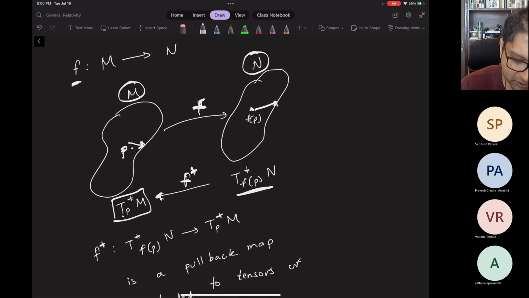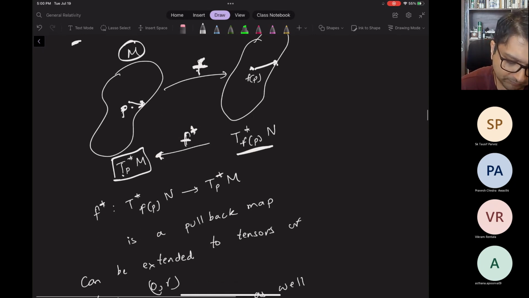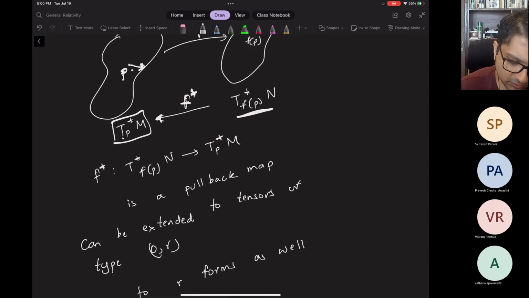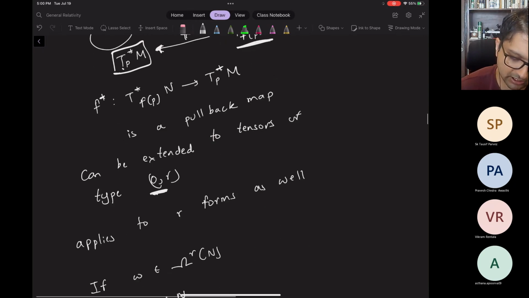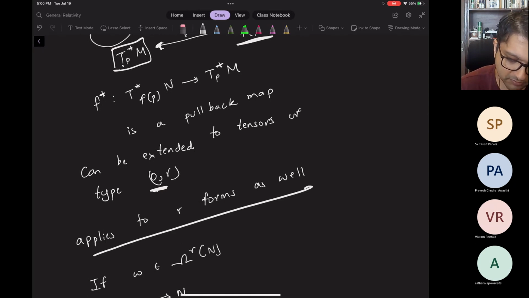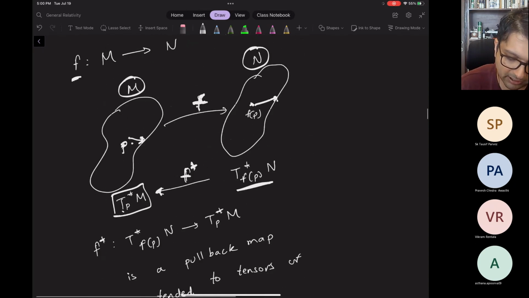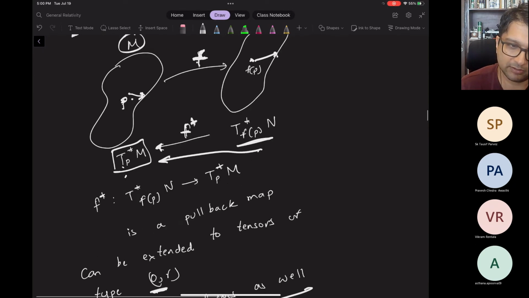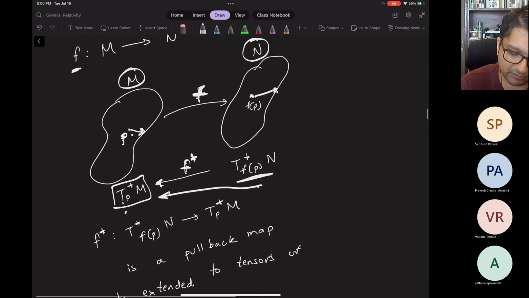And in general, if F is not a diffeomorphism, then you can only define pullbacks. You cannot define the push forward of dual vectors. And we've also seen that this can be extended not just to dual vectors, but to any tensor of type (0,r). In particular, it applies to r-forms as well. That is, you can pull back r-forms. So if I have an r-form here, I can pull it back and get an r-form on the manifold M when I have this map F between these two manifolds.